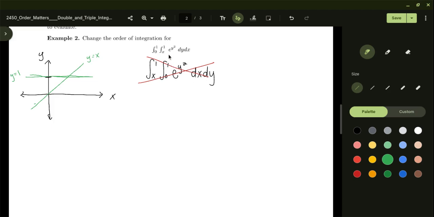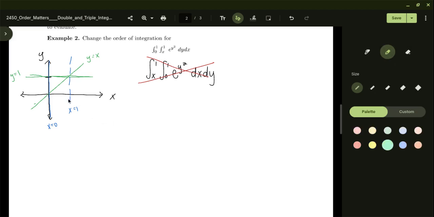Now, the bounds for x can vary from 0 to 1. So the y-axis is when x equals 0. And then right here is where x equals 1. So right now, this is the area that we're integrating over.